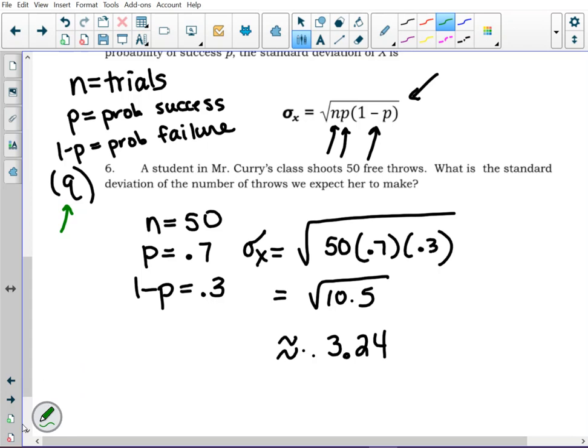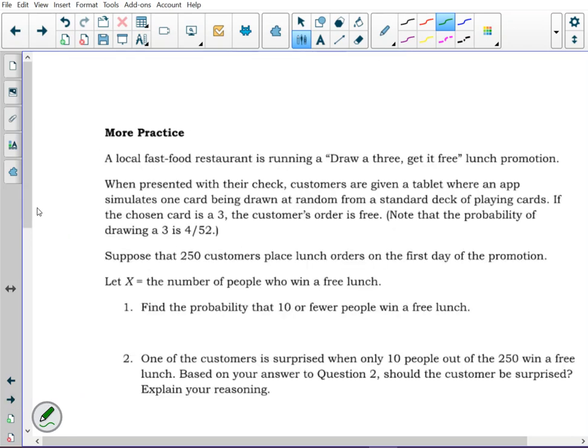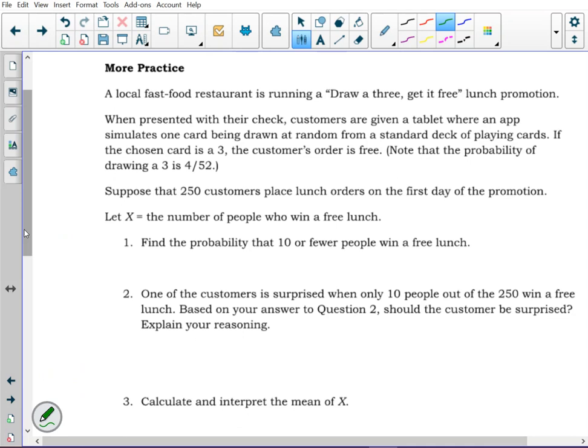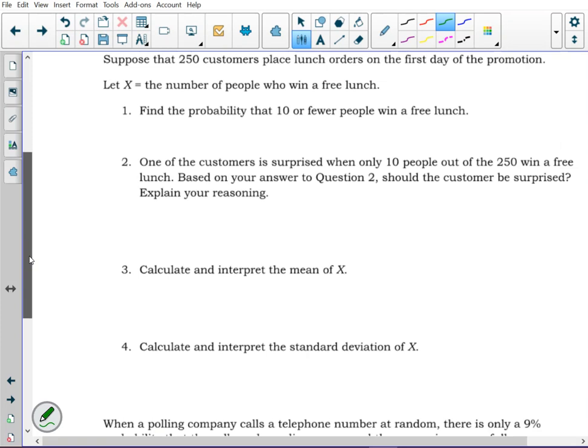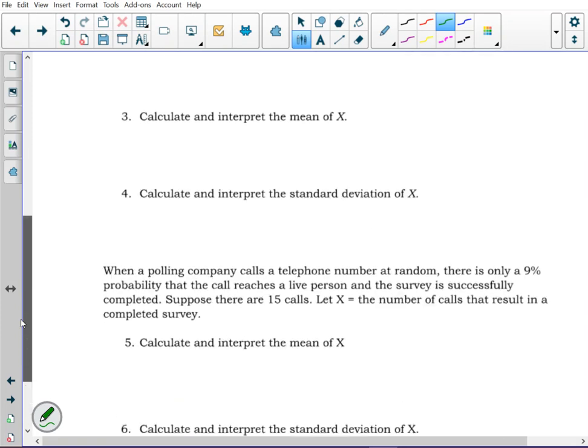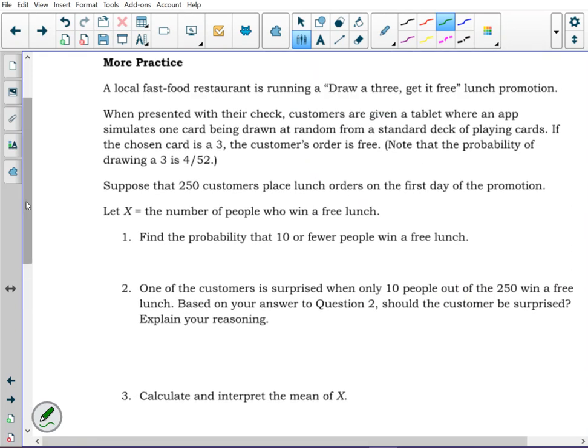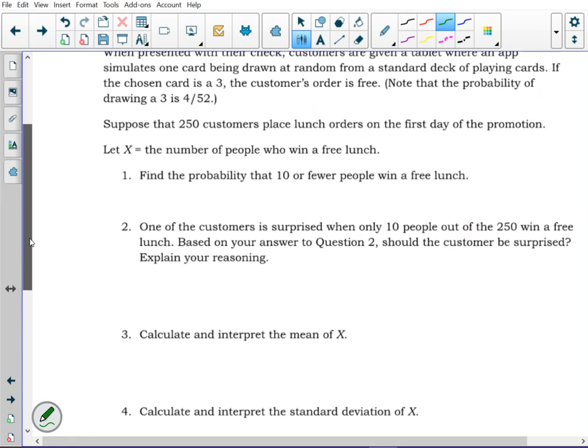Okay, so hopefully the idea is you can do some questions. You can go through the draw 3, get it 3, the free lunch question, and figure out some stuff. And then you can do the phone call question and figure out some stuff. You've got some cumulative probability questions, a couple expected values, a couple standard deviations.